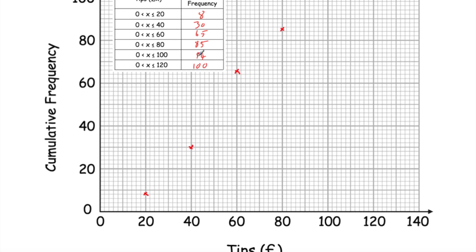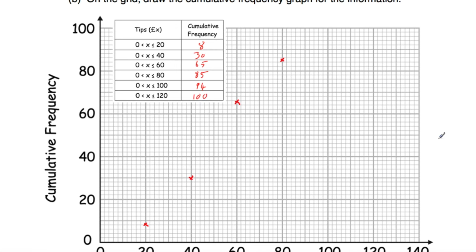Next, 100 across and 94 up. There's 90, 92, 94 will be there. And then finally, 120 across and 100 up will be there. So that's great. We've plotted all the points. Now we just need to do a nice smooth curve through them.